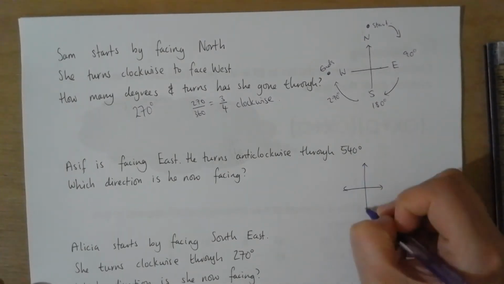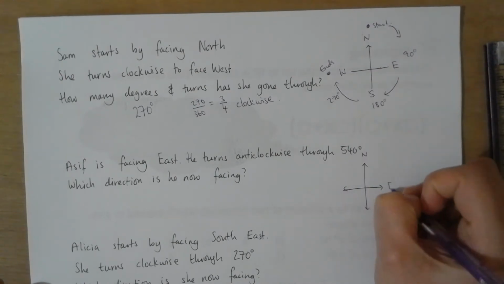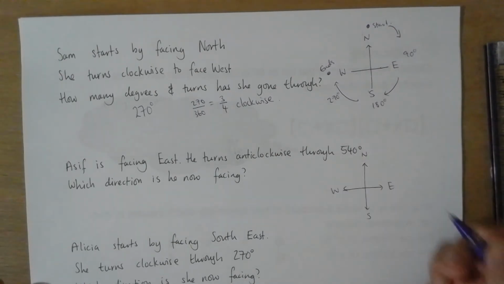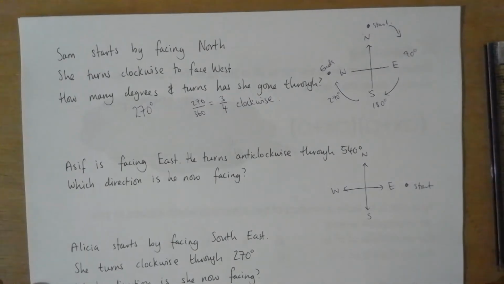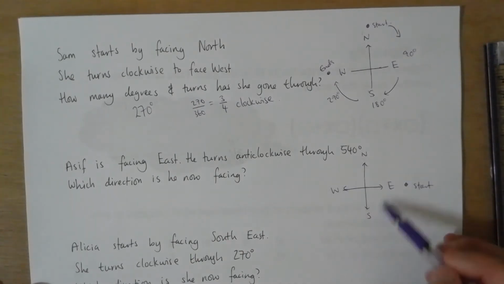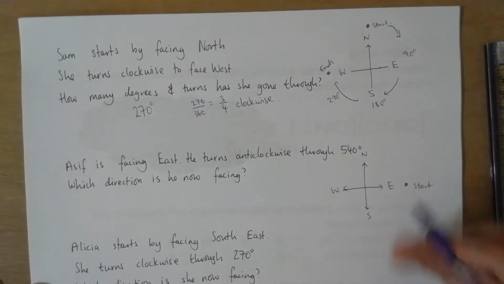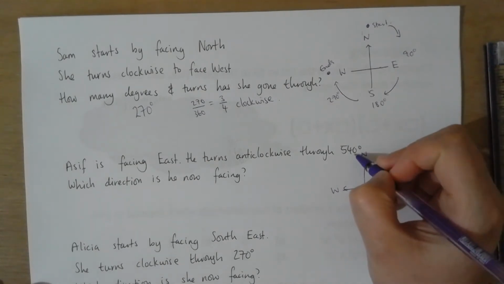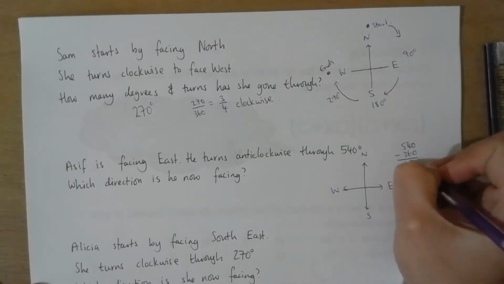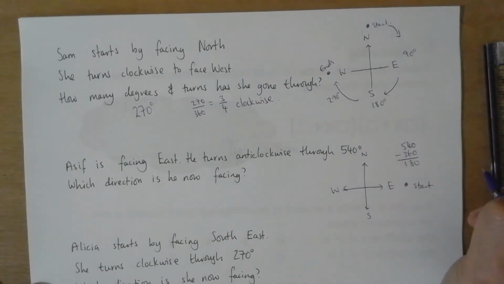Okay, so I have north, east, south, west. He's facing east. So this is my start point. He turns anti-clockwise through 540. Okay, so I know a whole turn is 360. So the first thing I'm going to do, that's bigger than 360. I do not really want to deal with anything that's bigger than 360. So I'm going to take off 360. I am left with 180.